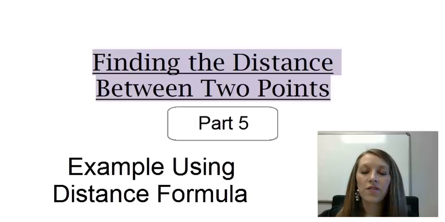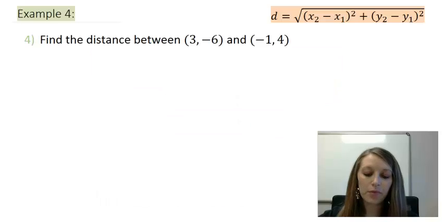So we are working on finding the distance between two ordered pairs. I have one more example of this, example 4, and we're going to be finding the distance of example 4 by using the distance formula. I have the formula up there on the top right. I have given you your two ordered pairs of (3, -6) and (-1, 4). And I encourage you to pause the video to see if you can come up with the most simplified answer as well as an approximate answer for this example.